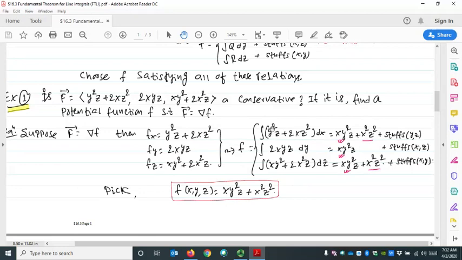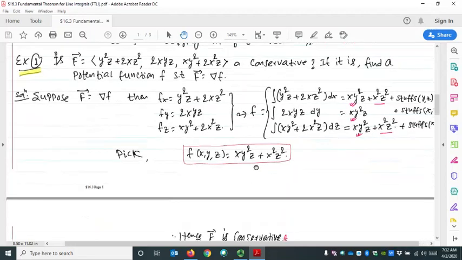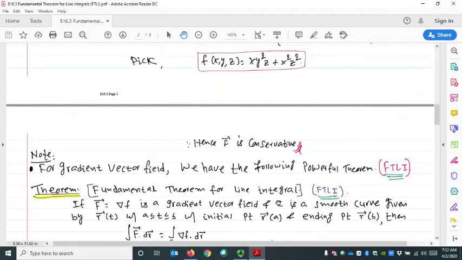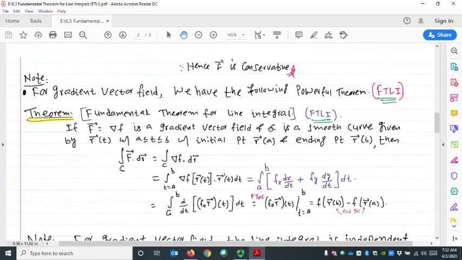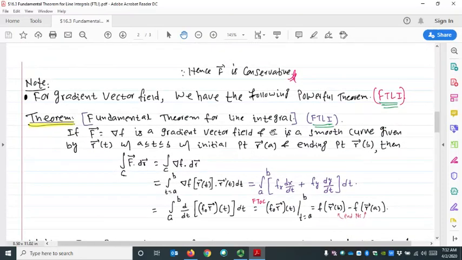Great. So we proved this given vector field is conservative, and at the same time we found a potential function corresponding to that vector field, which is little f, this one. Great. Now let's move on. Hence f is conservative.